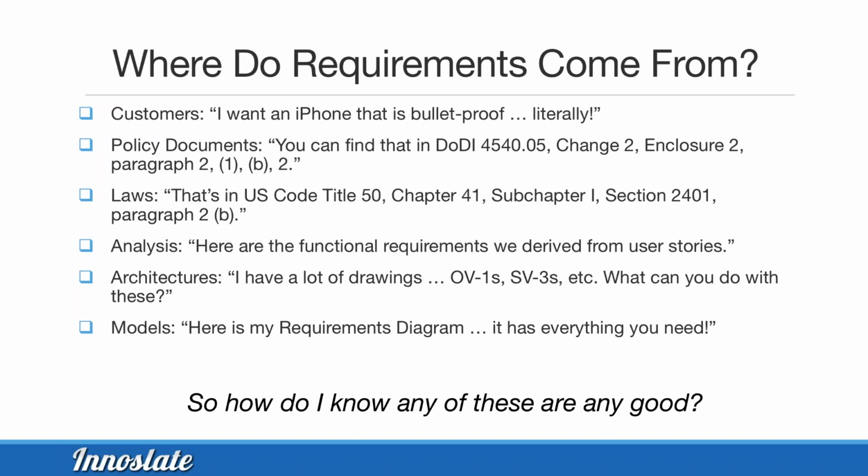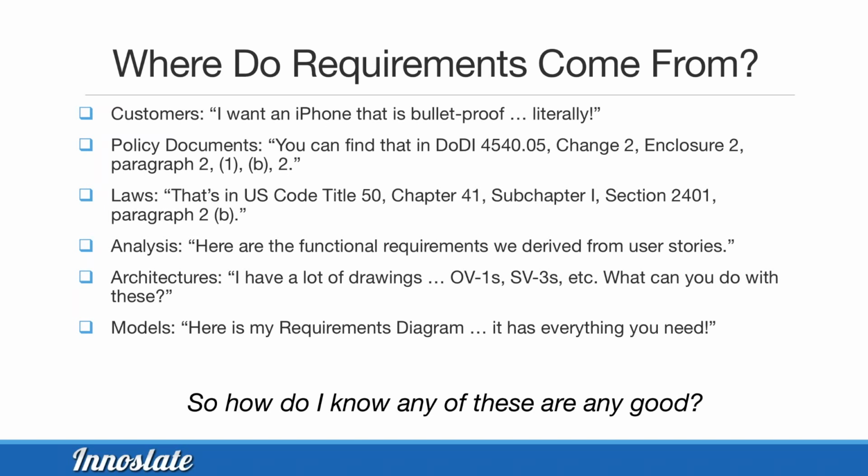Of course, then we also get these wonderful documents, these policy documents and laws, which tell you to go to a certain chapter, enclosure, paragraph, and wherever to find the piece of information. And you get there and you see what's there and you go, that's not much of a requirement. It's not explicit. It doesn't tell me exactly what they really want, what form it looks like, nothing. And then, of course, analysis. Sometimes you can take functional requirements and derive them from user stories. That's become a very popular way to do that.